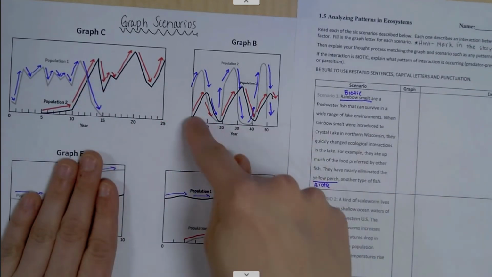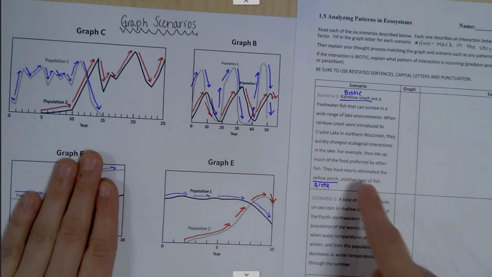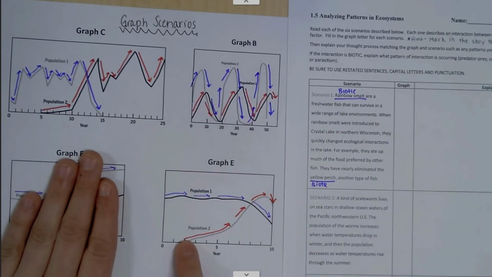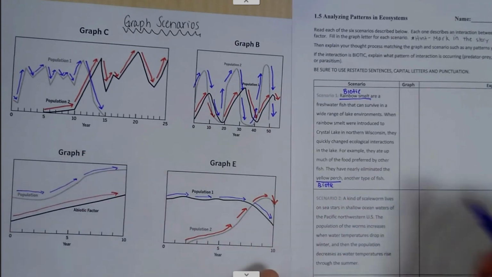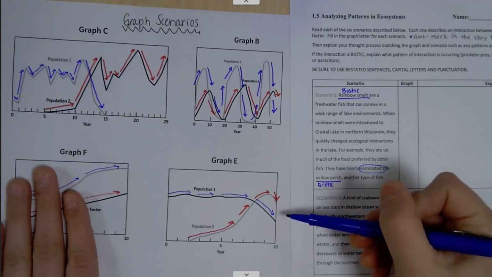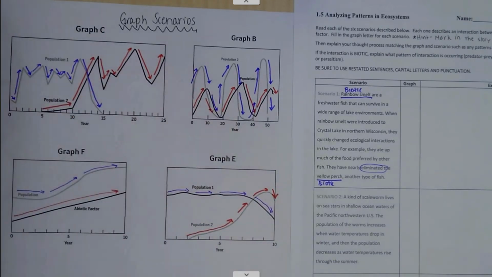Okay. This is more of a predator-prey where one goes up, the other goes down. If it says that they nearly eliminated the yellow perch, that one can't be it. Okay, so let's look at population 1. All right, population 2 could be my yellow perch coming in, but the key word is it says that they have nearly eliminated. Eliminated means to go down to almost 0, if not 0. Graph E does not show that population 1 is going down to 0, so it can't be E, so it's got to be letter C.